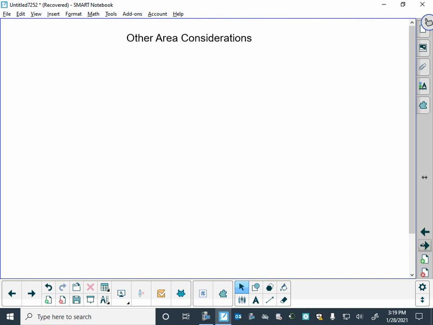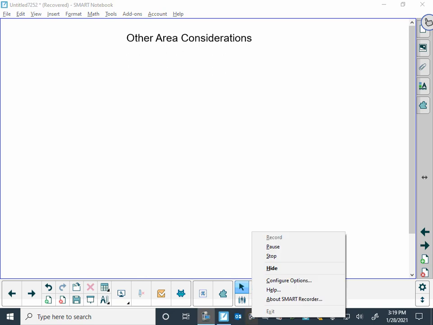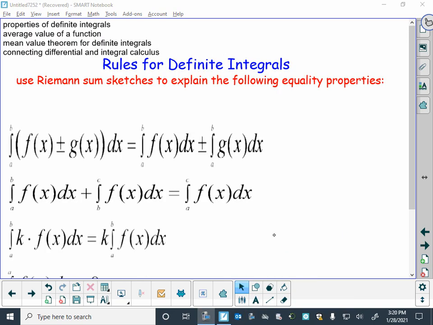Okay. So, some other area considerations. Actually, I'd already dealt with the other area considerations. So we're going to jump ahead here to the rules for definite integrals, which is actually the first part of lesson 3, but it's a part of this assignment, so we need to get it covered.